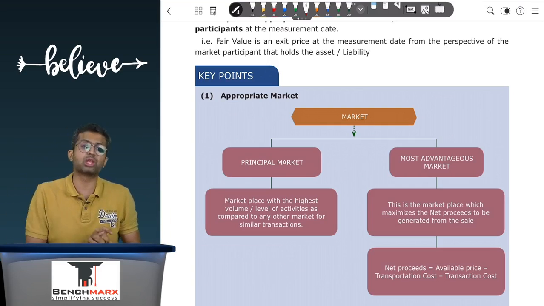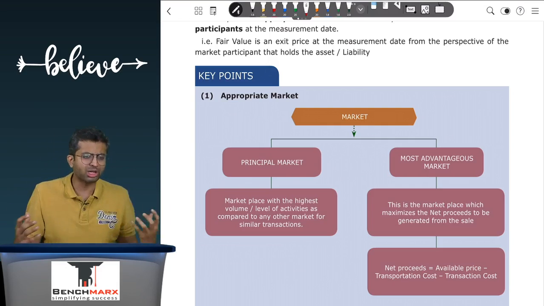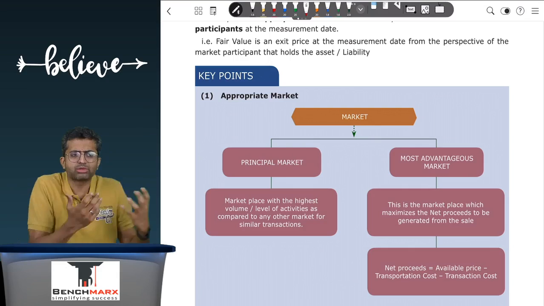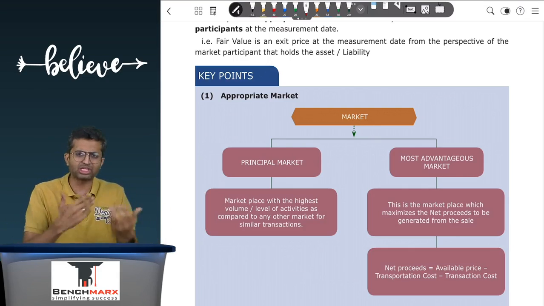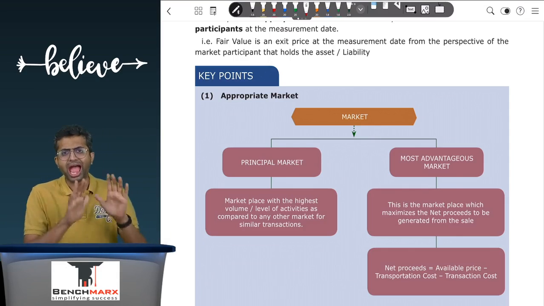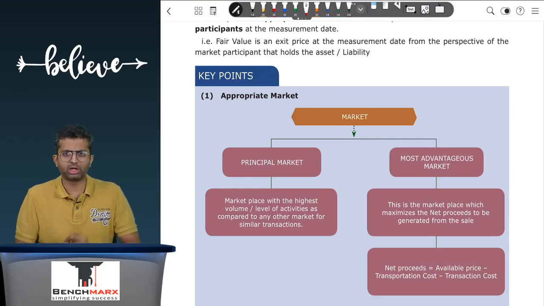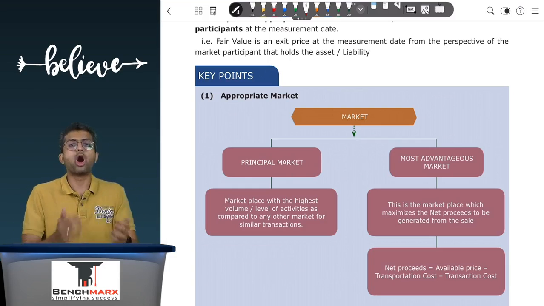The 4th point is an orderly transaction, which means it is not a transaction between 2 related parties or a transaction under distress. The valuation transaction that you're taking as a base is an orderly transaction where participants have done their dealings with full information and there is no other related party consideration or any other distress, etc. on the valuation date.